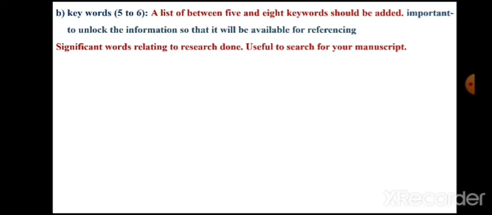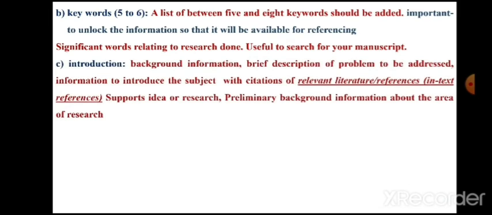You will be gathering lots and lots of information using these keywords. Simply what we do generally, if you want to know information related to something, is put that keyword in the Google search engine or some other search engine, press the enter button, and you get a sea of information in front of you. That is the importance of a keyword. So it is a list of 5 to 8 keywords that should be there in a research paper. It is important to unlock the information so that it will be available for your referencing. These are the significant words relating to the research done, and they are very useful for searching of your manuscript and for other information.